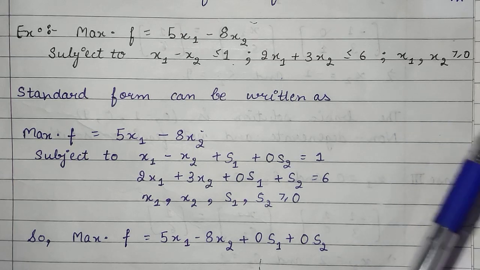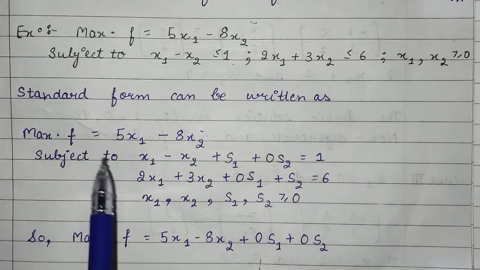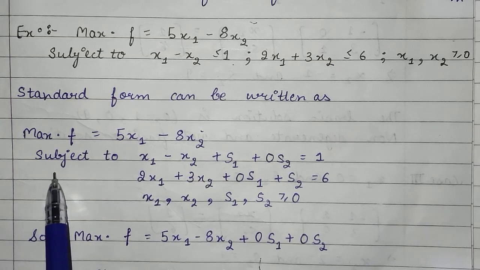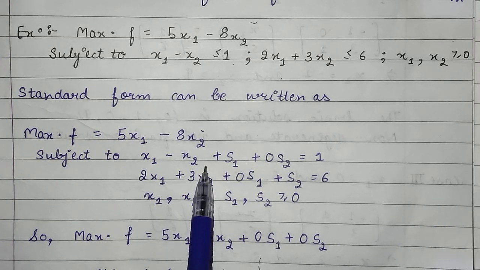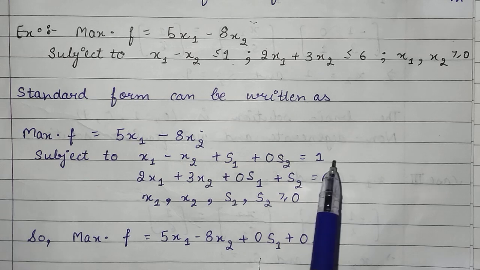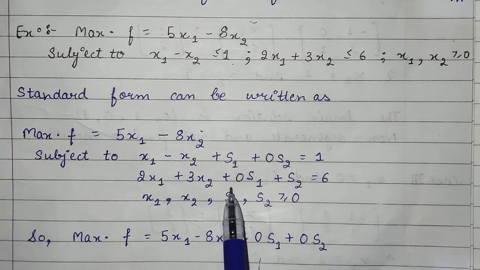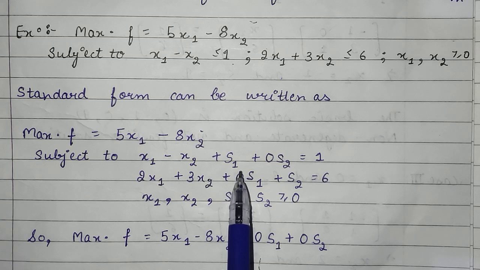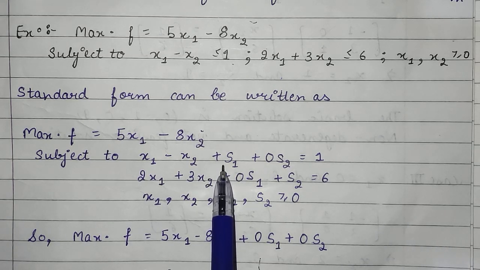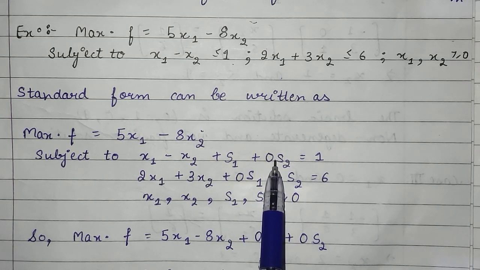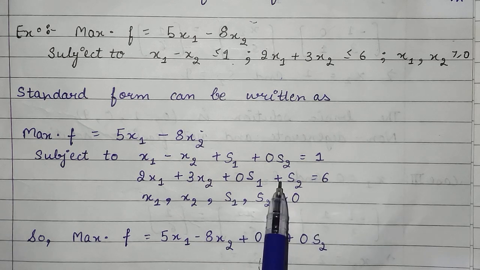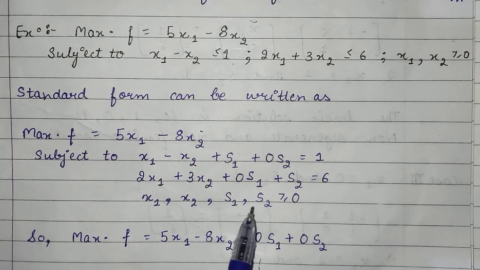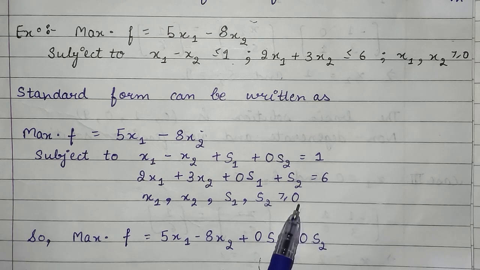So the standard form of this problem can be written as: maximize f = 5x1 - 8x2, subject to x1 - x2 + s1 + 0s2 = 1, 2x1 + 3x2 + 0s1 + s2 = 6. Firstly we take s1 in the first equation and s2 as 0, and in the second equation we take s2 and s1 as 0, where the variables x1, x2, s1, s2 are all ≥ 0.